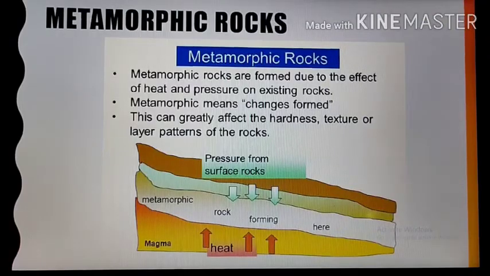Now, talking about metamorphic rocks, they are formed due to the effect of heat and pressure on existing rocks like igneous and sedimentary rocks. Now, the physical properties, appearance, and chemical composition of the new rock is much different from the original rock. These rocks are very hard. Some examples of such metamorphism or transformation are granite changes into gneiss, sandstone changes into quartzite, shale changes into slate, and so on. The word metamorphic itself means changes formed.